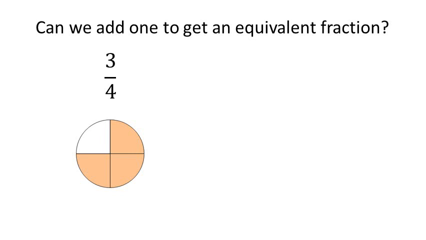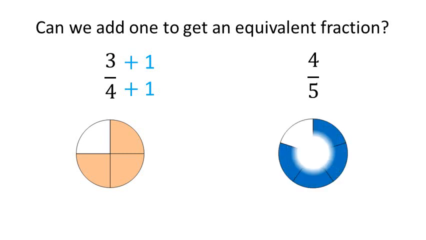Let's take 3 over 4 for example. If we add 1 to the numerator and 1 to the denominator, we get 4 over 5. But if you show this in a diagram, we can see that they're not equal. So they're not equivalent fractions.